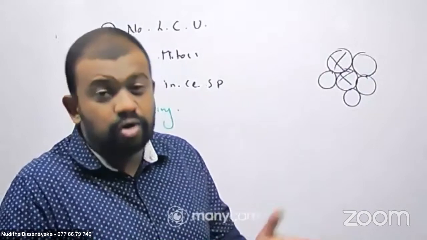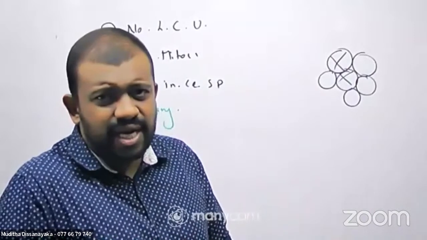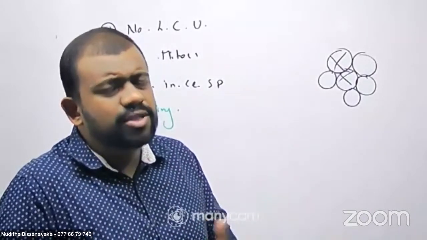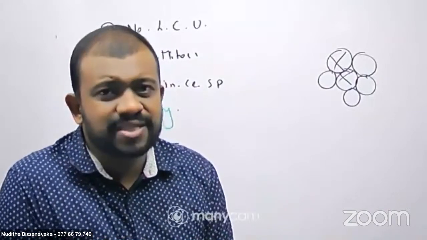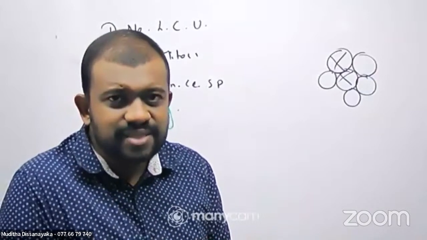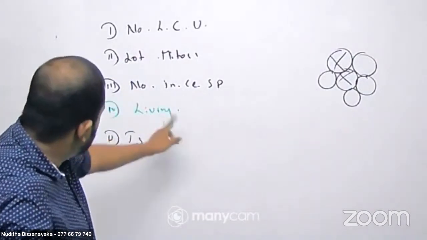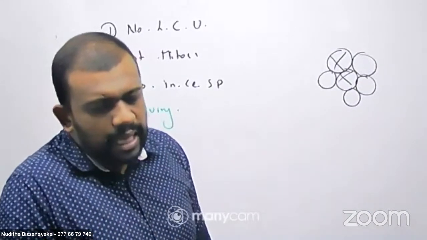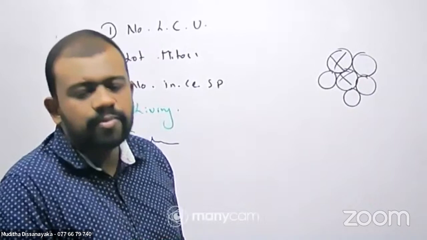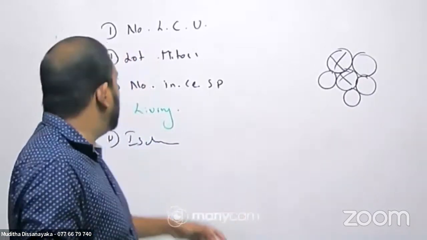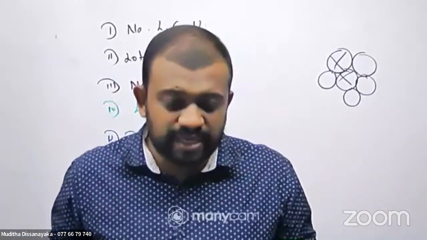Absence of chloroplasts. No chloroplasts, because they don't do photosynthesis. Root tip, shoot tip, light color, milky white. No intercellular spaces, no chloroplasts. Large number of mitochondria are present because the dividing process requires a lot of energy.